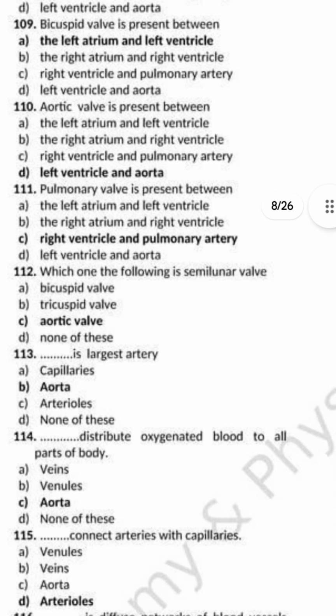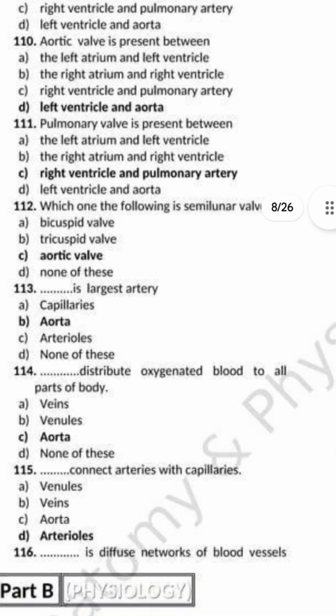Next question, which one of the following is semilunar valve? Bicuspid valve, tricuspid valve, aortic valve, none of this. Aortic valve is a semilunar valve. Then dash is largest artery. Aorta, capillaries, arterioles, none of this. The answer is aorta, called largest artery.